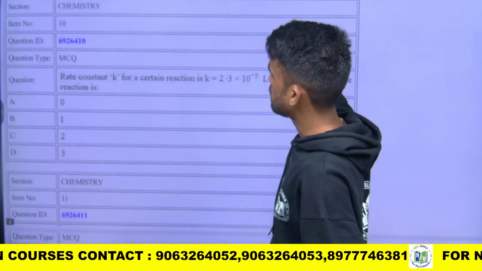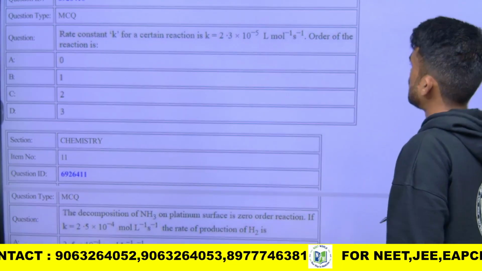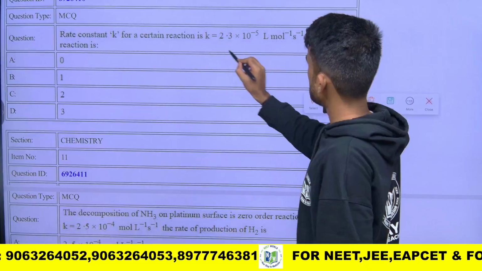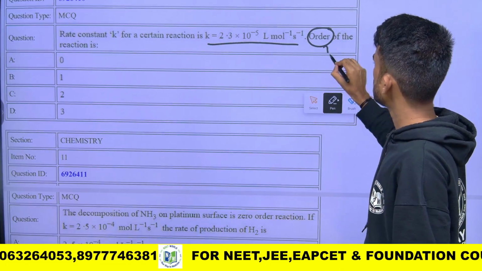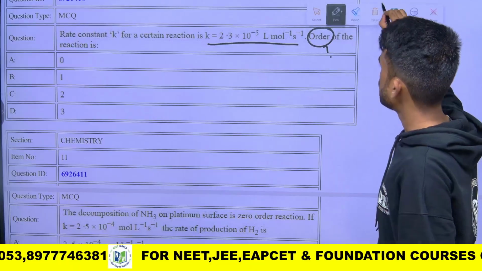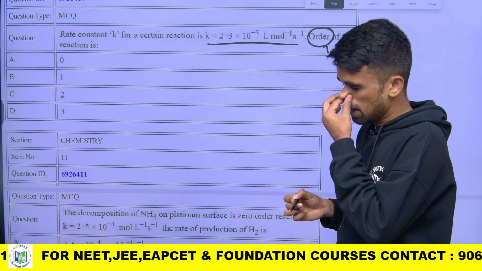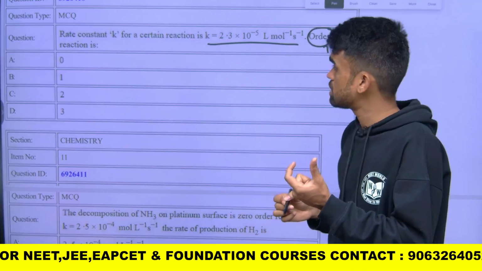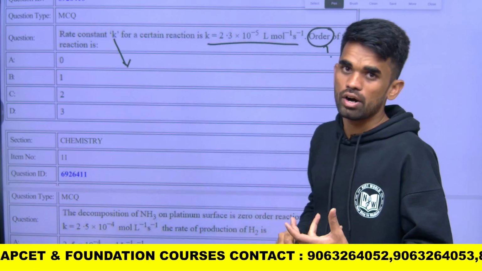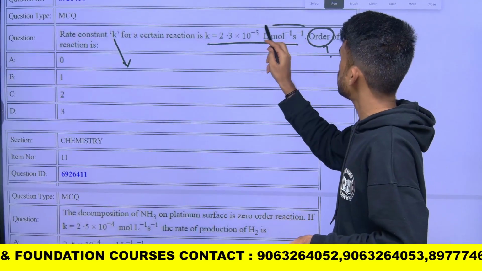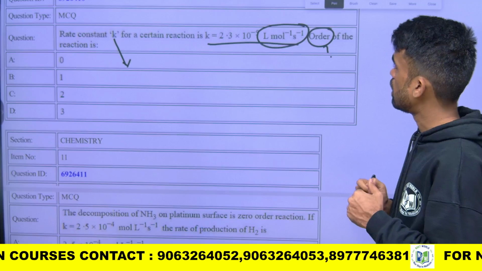Let's move further. The rate constant K is given, the order of the reaction is. So by looking at the rate constant, we need to find its order. How can we derive this? I will give you one general equation to derive the units of the rate constant for different orders. Here we have the units liter, mole inverse, second inverse.